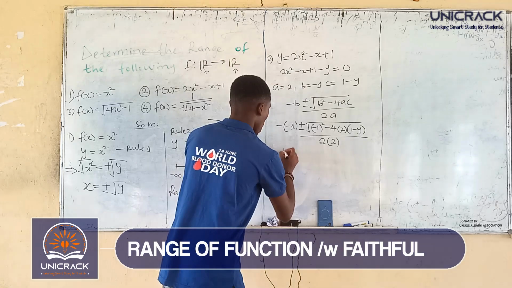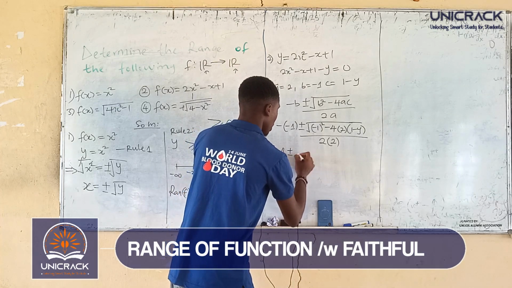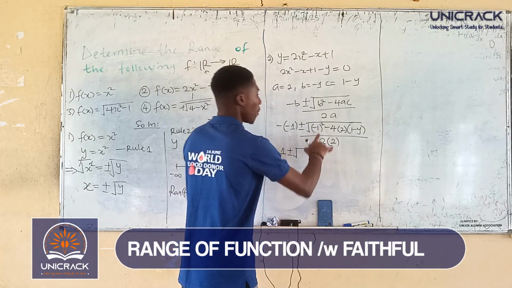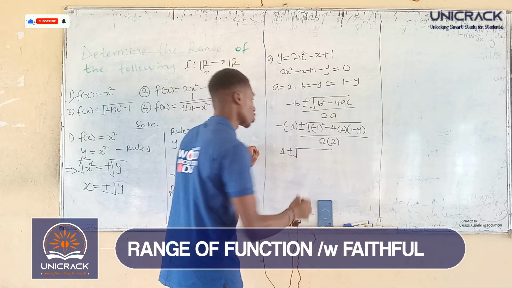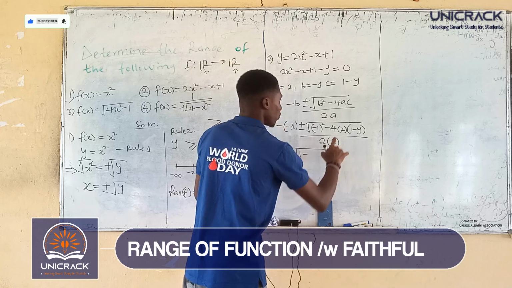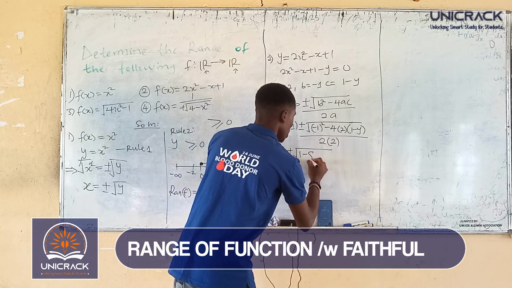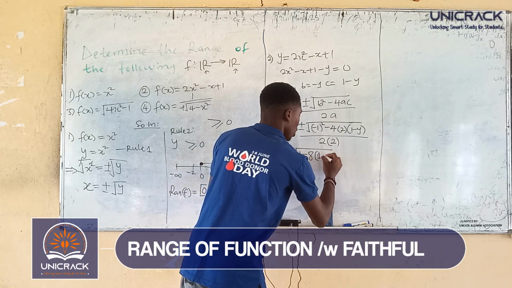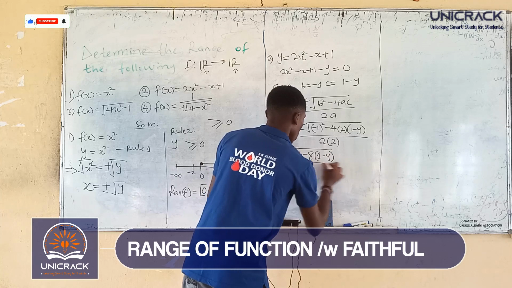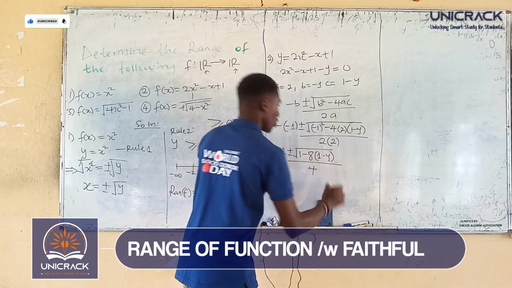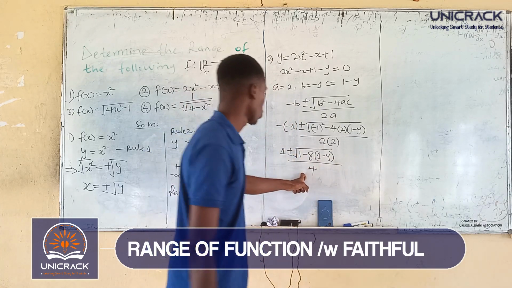So we would have 1 plus or minus the square root of minus 1 squared, which is what? Positive 1. 1 minus 4 times, negative 4 times 2 is what? Negative 8. So we have negative 8 bracket 1 minus y, all over 2 times 2, which is what? 4. Now since we have this, what we'll do next is this.